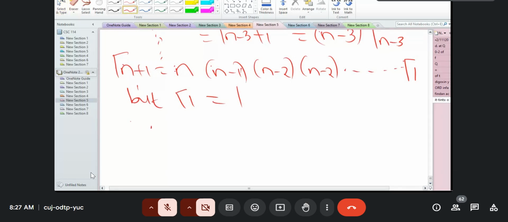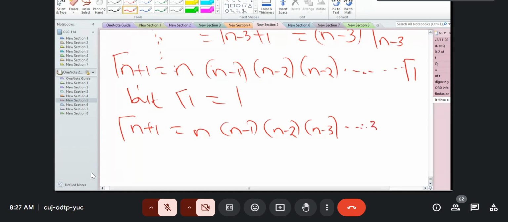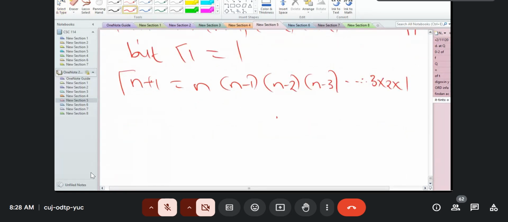So using the result, we have gamma of n plus 1 is equal to n times n minus 1 times n minus 2 times n minus 3 times all the way up to 3 times 2 times 1. But what is n times n minus 1 times n minus 2 all the way up to 3, 2, 1? N factorial. Yeah, it's equal to n factorial.